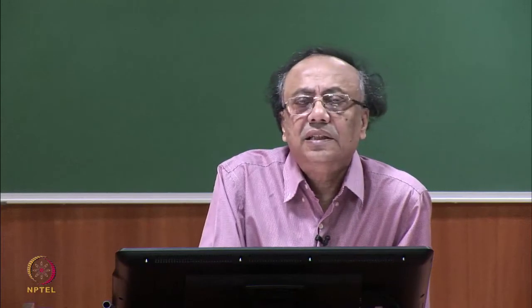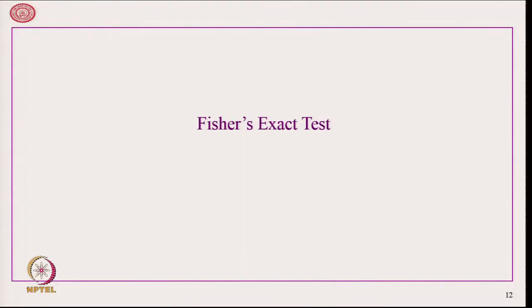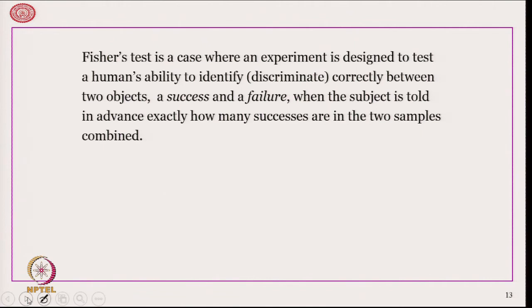As I said earlier, here also we shall use the permutation test, but in a slightly more tricky way, as Fisher's exact test is for comparing two binomial populations. So, what is Fisher's test? It is a case where an experiment is designed to test a human's ability to identify or to discriminate correctly between two objects, a success and a failure, when the subject is told in advance exactly how many successes are there in the two samples combined. Complicated, but you will understand what I mean.